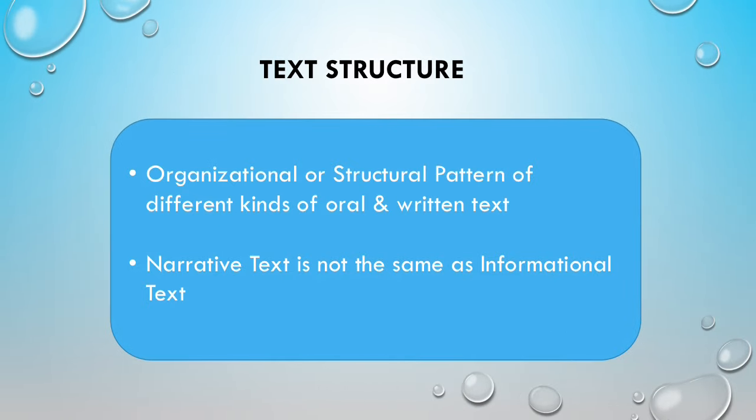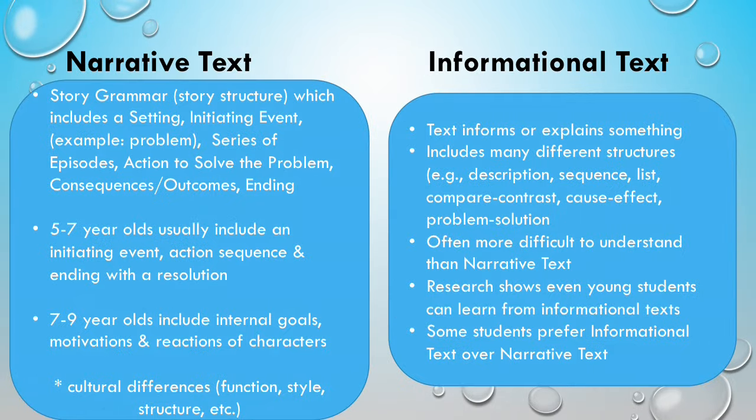Okay, let's move on to text structure. What is text structure? Text structure is the organizational or structural pattern of different kinds of text. There's narrative text and there's informative text. Narrative text is what you think of when you think of most stories. In Western culture, our stories follow the same consistent pattern. A setting, an initiating event or problem. Then there's a series of episodes or events. Then there's some sort of action to solve the problem and a consequence, and then the ending. That's pretty much the way it always goes for our storybooks. So this is how Rainbow Fish unfolds.